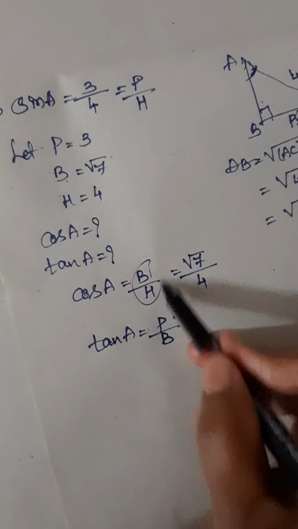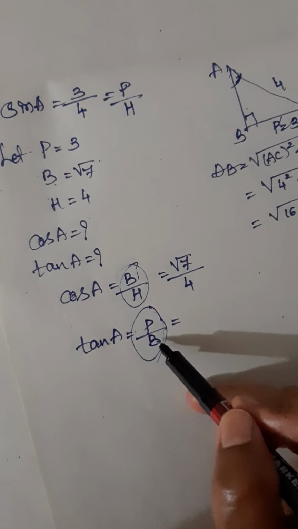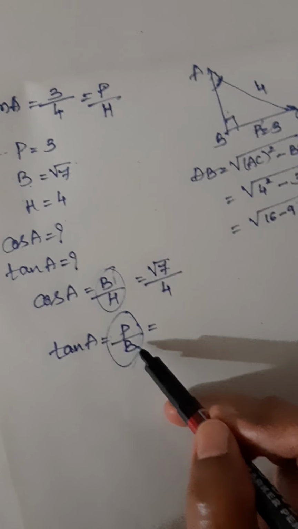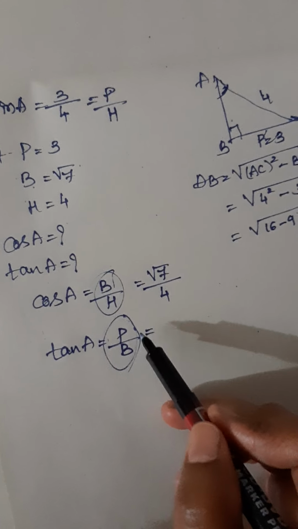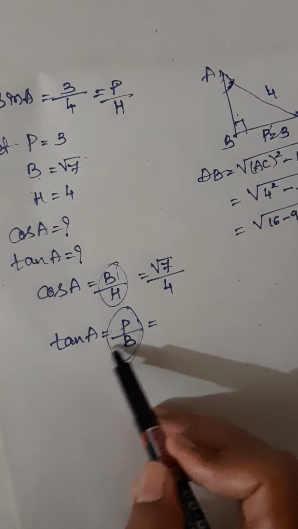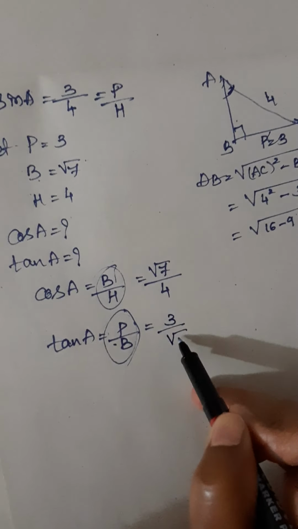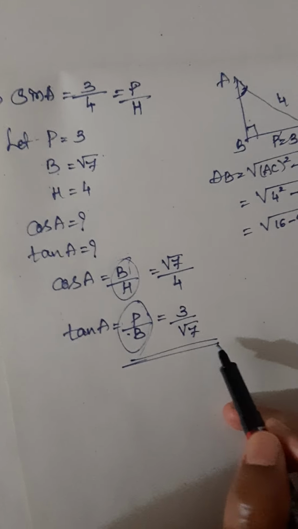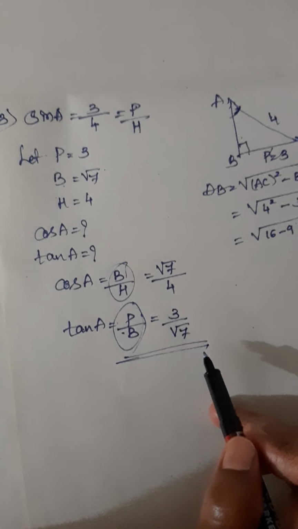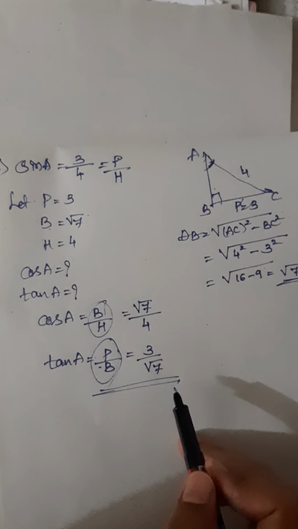We have to remember these formulas in all the questions. I will not explain and I will not give this one, but it's the first time, so I am giving everything. But you must remember this to solve yourself. For this tan A, P by B means 3 by root 7. I hope you all understood these three questions. Let's continue in our next video. Thank you.